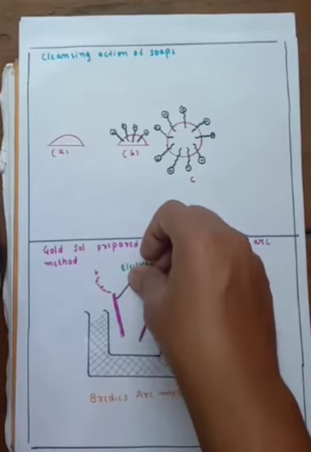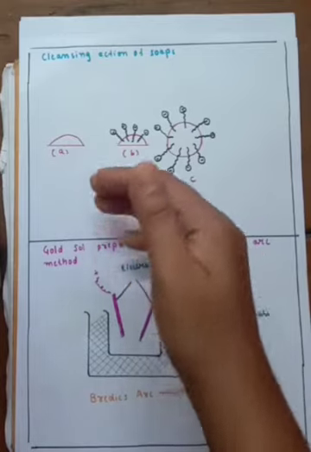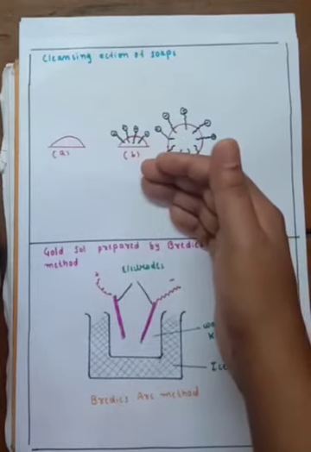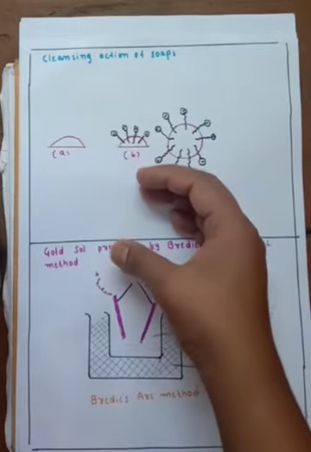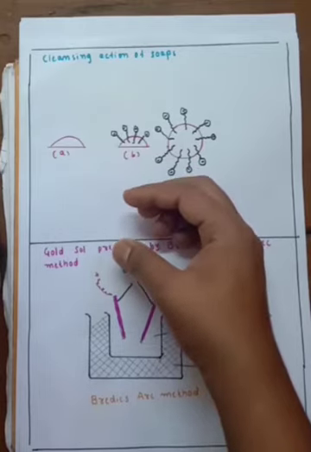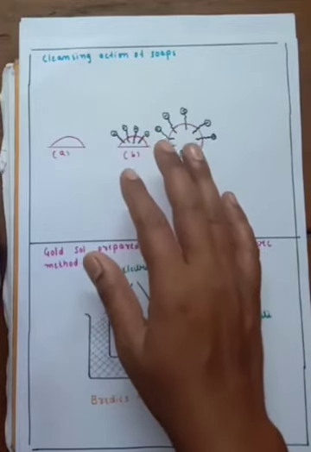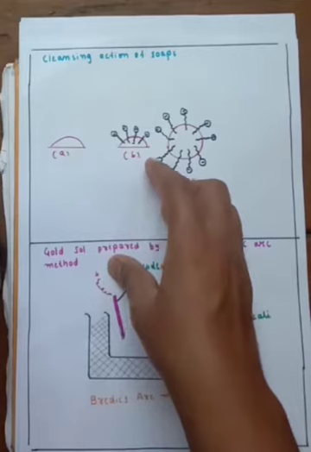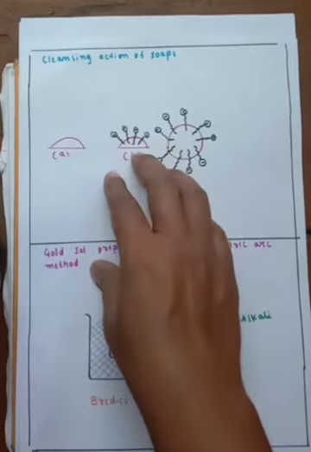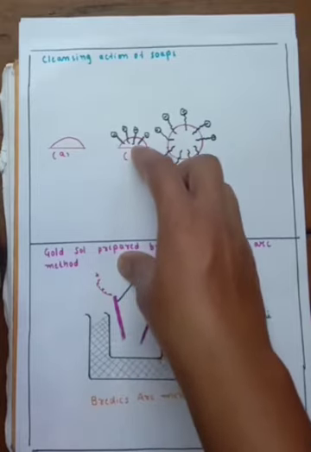Then what happens? Thus the soap helps in emulsification and washing the oil away. Emulsification is a process of mixing up of liquids to form an emulsion. In an emulsion, the dispersed phase and dispersion medium are liquid. So soap helps in emulsification and washing the oil away.